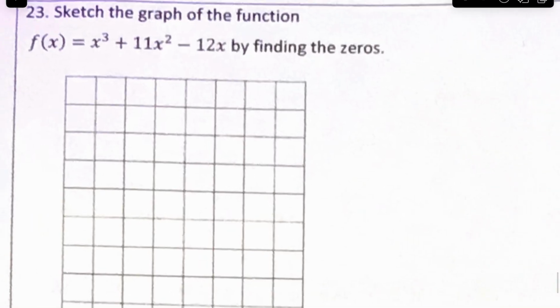Okay, number 23. Sketch a graph of the function f of x equals x cubed plus 11x squared minus 12x by finding the zeros. So let's just find the zeros.